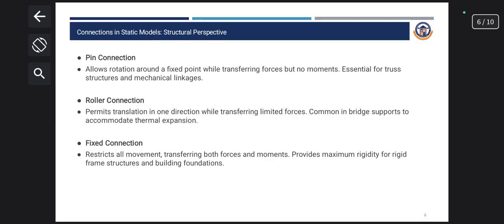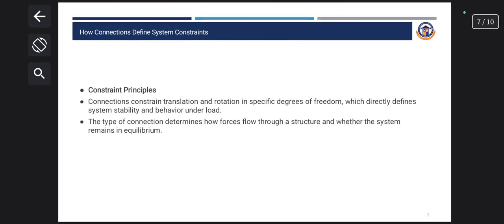In software terms, think of this as interface and contrast. Some components are loosely coupled like rollers, while others are tightly coupled like fixed connections. Understanding this helps in both system stability and modularity. So this is known as the static model structural perspective.